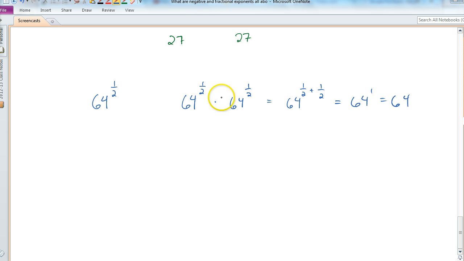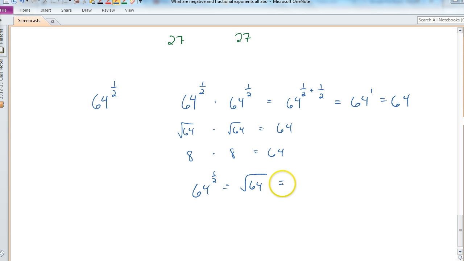Multiplying this number by itself gives me 64. Oh, this must be the square root of 64, because the square root of 64 is the number that you multiply by itself to get 64. Oh, the square root of 64 is 8. So therefore, 64 to the 1 half power is equal to the square root of 64, which equals 8.